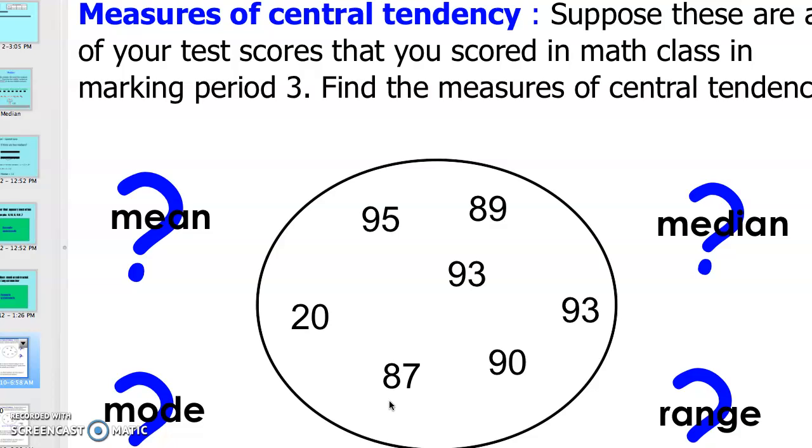So I want you to go ahead and pause here. I want you to find the mean, median, mode, and range, okay? I'll give you a minute. Go ahead and pause.